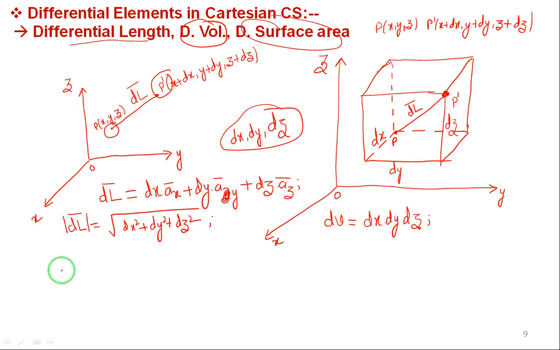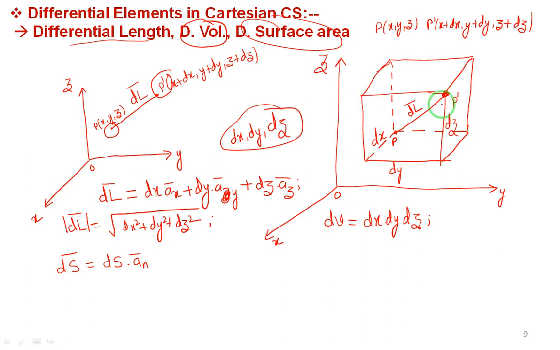Okay, fine. We will see the differential surface area. The general formula I will write in terms of vector: the differential surface area ds into the unit normal vector. This is the general formula for differential surface area. Let me consider the differential surface area along positive x direction. I will consider only the front face.